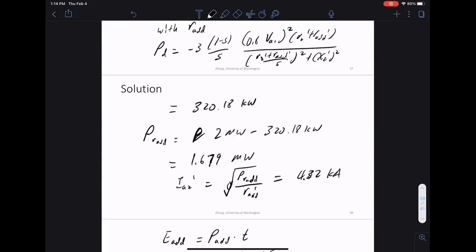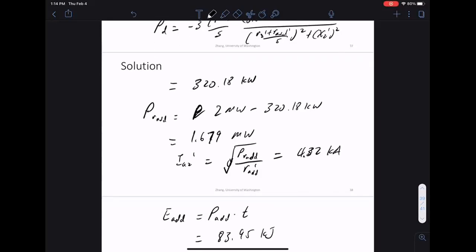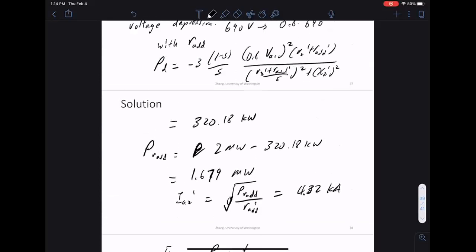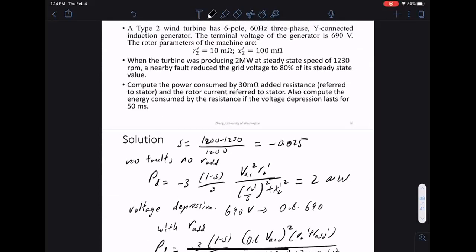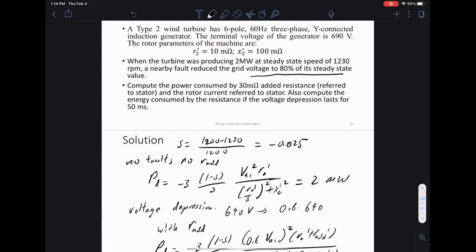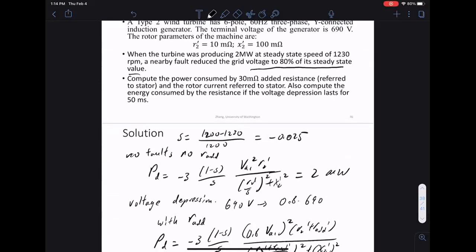Any questions about this? What is the voltage depression? 80%. So voltage to 80% of steady state value. A fault reduces the grid voltage to 80% of the steady state value. So during the fault, we have 690 going to 0.8 times 690. Okay, I got it. Thank you. Yeah. Any other questions?